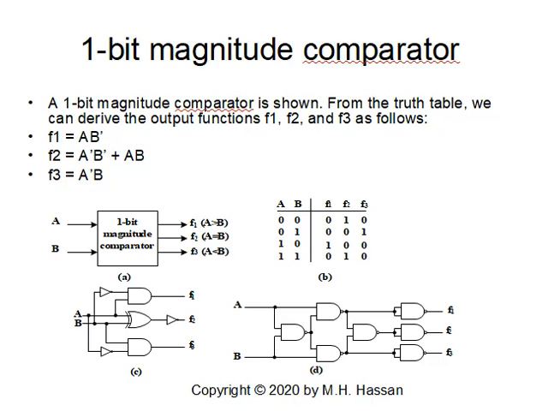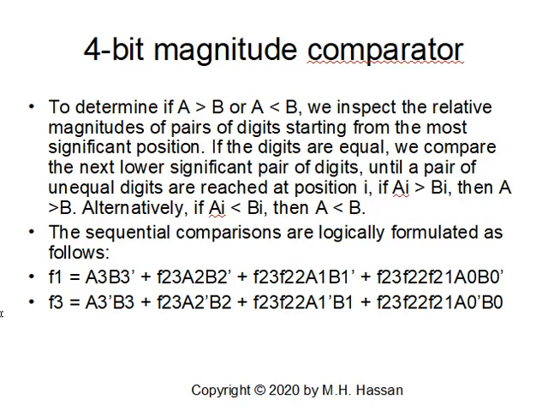So logically speaking, F1 is equal to 1 if A3 is greater than B3. So if A3 is 1 and B3 is 0, you will get A3, which is 1, and B3 prime, which is 1, so F1 is 1. But if A3 and B3 are equal, this term will be equal to 0. So we check the next two digits. We need A2 B2 prime. So if they are equal, it means F23.